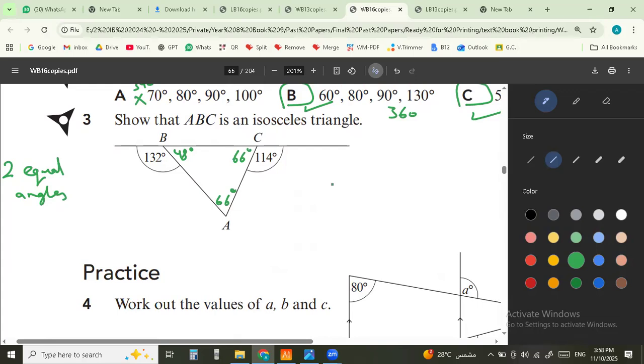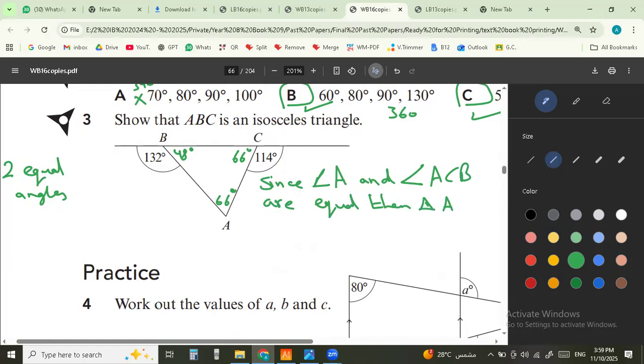So here, since angle A, this is our right angle, and angle ACB are equal, then triangle ABC is an isosceles triangle.